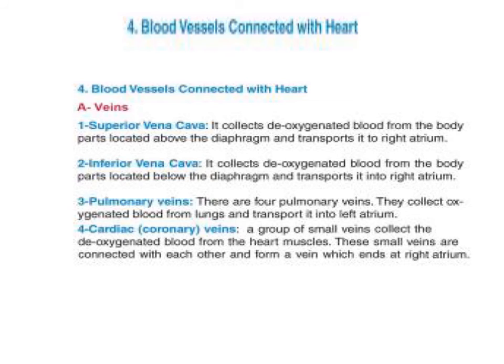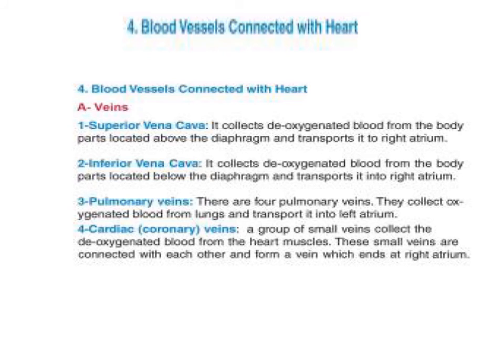Cardiac or coronary veins. The name comes from the corona shape. Cardiac veins are a group of small veins that collect the deoxygenated blood from the heart muscles. These small veins are connected with each other and form a vein which ends at the right atrium.